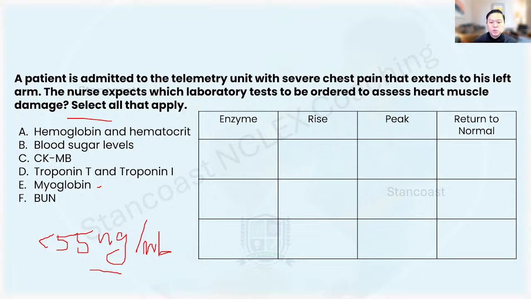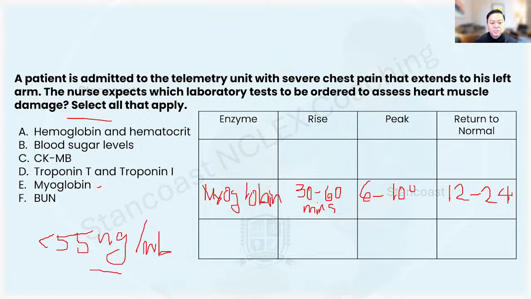And this is going to be elevated the earliest, guys, which is kind of weird. I don't think it is weird really, but it can elevate within, let's just write it here, myoglobin. It will rise within 30 to 60 minutes after the cardiac event. Yeah, I got you, Chica. No worries. It also will peak within 6 to 10 hours after the cardiac event, and it will return to normal within 12 to 24 hours.